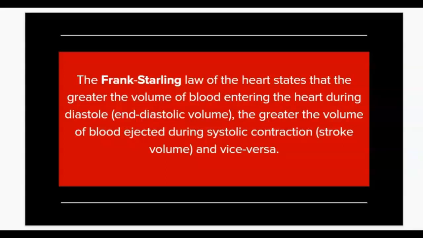Just a reminder, the Frank-Starling law of the heart states that the greater the volume of blood entering the heart during diastole, the greater the volume of blood ejected during systolic contraction, stroke volume, and vice versa. How does that apply to AI? I'll give that some thought.